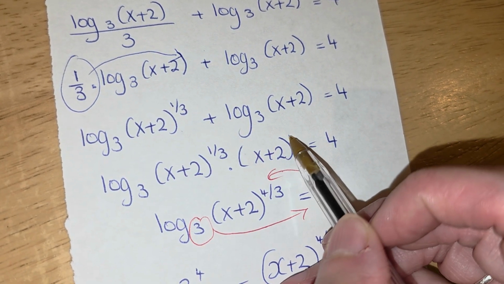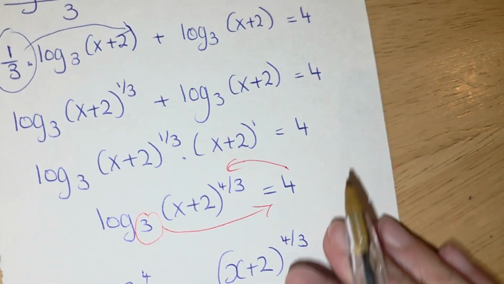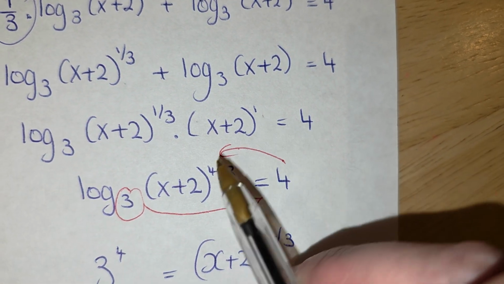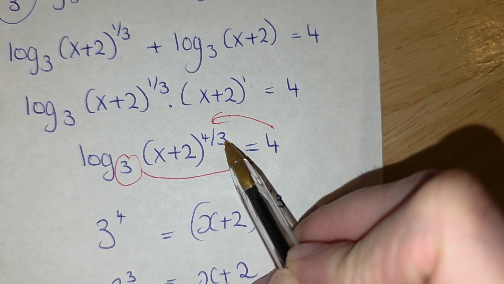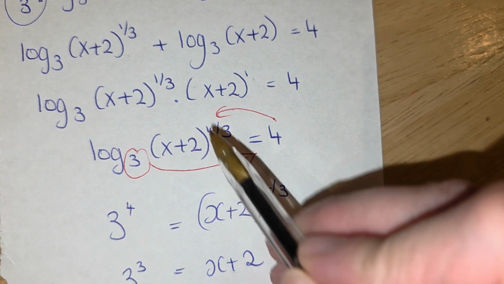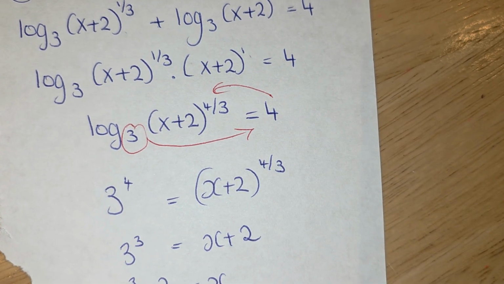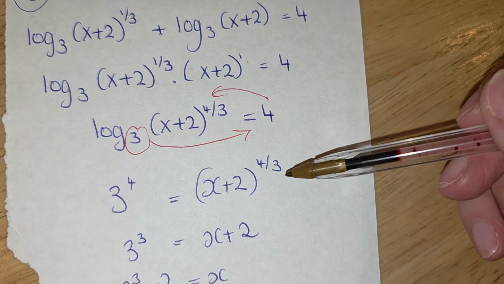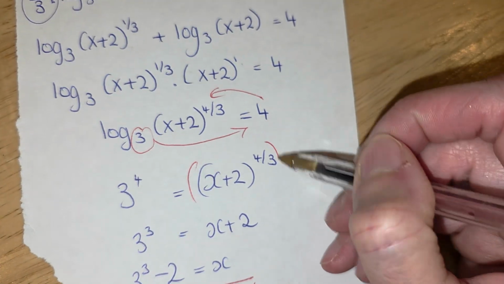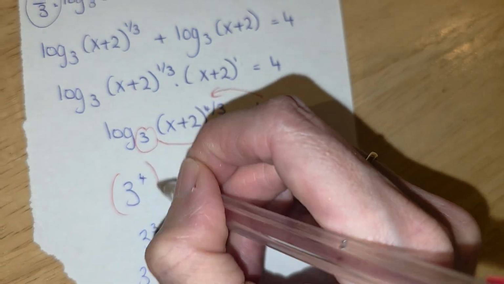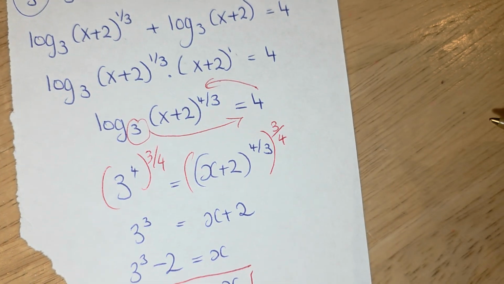Remember that bracket is to the power of 1. And the fact that the two brackets are identical, rules of indices, add your powers. 1/3 plus 1 whole unit gives you 4/3. Next step, take it out of log notation. So it'll be 3 to the power of 4 equals the bracket to the power of 4/3. I eventually want to get x on its own. It's trapped inside the bracket to the power of 4/3. So to undo a power of 4/3, I'm going to put it to the power of its reciprocal, which will be 3/4. And what I do to one side, I must do to the other side.